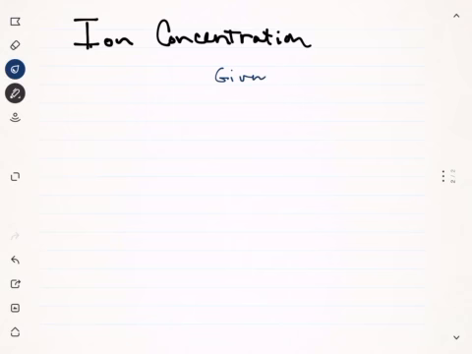Welcome. We are going to be discussing and doing some calculations for ion concentrations. In each of these problems, we're going to be given volume, and we're also going to be given either grams, which we will then convert to moles, or moles. Either way, we're going to have to get to moles.